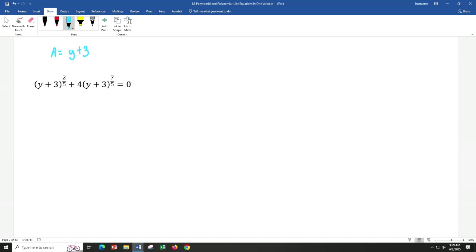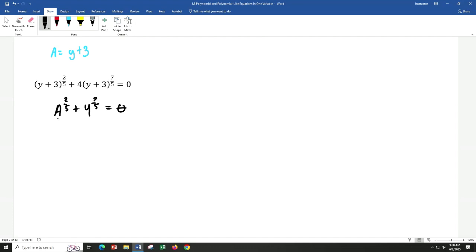But now I need to factor out. Remember, whenever you're factoring out, you're looking for the lowest power. Well, what's my lowest power technically? If I rewrote this as A to the 2/5 plus 4 A to the 7/5, all equal to 0, what would be my lowest power? 2/5. Exactly, right? So I've got to factor him out completely.